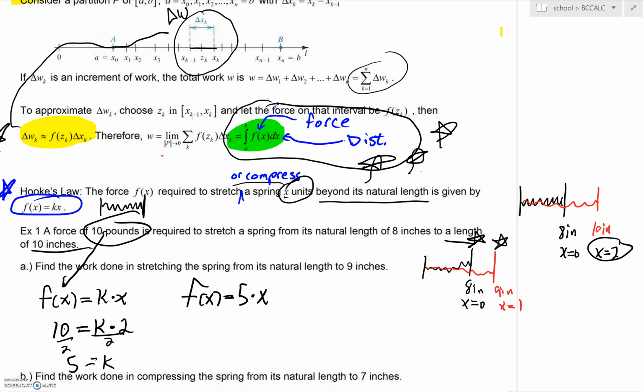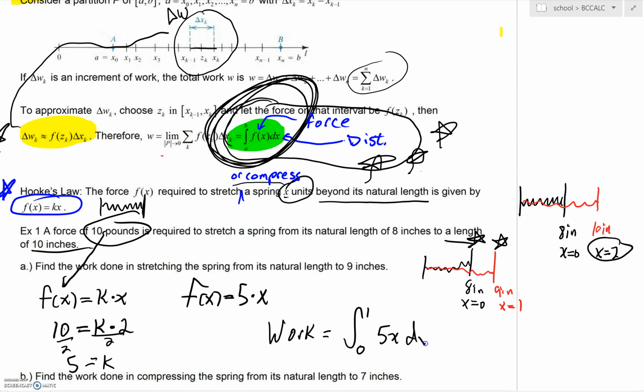So if we were to look up at this green highlighted formula, we're going to say, well, the work is integrating from a to b. Well, we're at 0 inches from our natural length, going up to 1 inch from our natural length. And inside we have f of x times dx. By the way, you always want to have bounds communicating how many inches you are from your natural length. Why? Because Hooke's law is written that way.